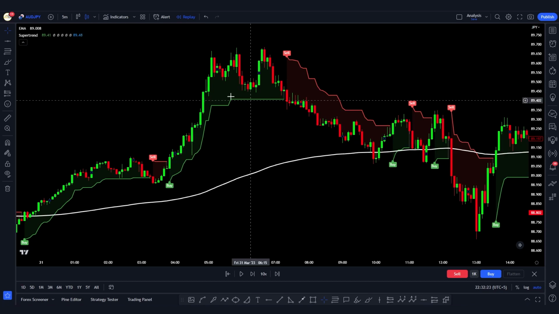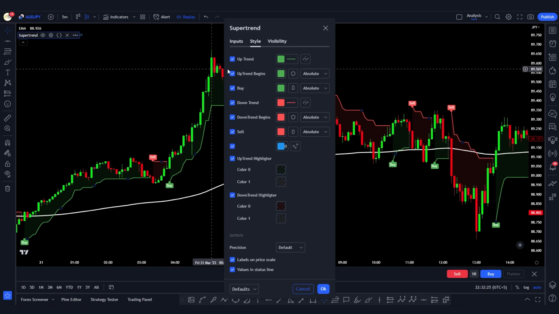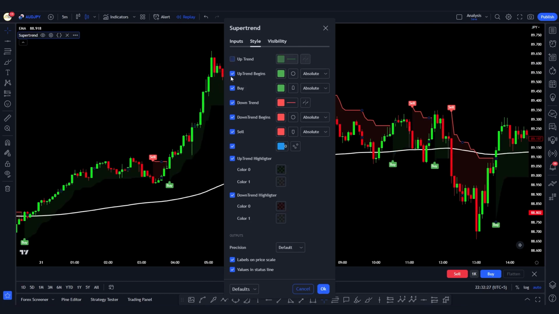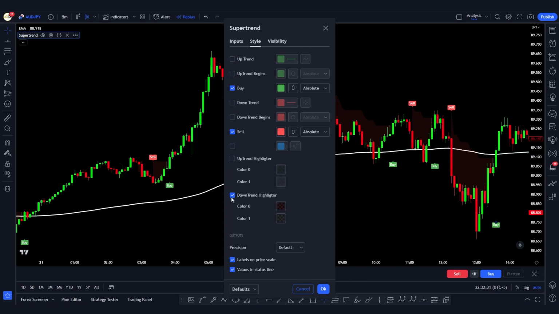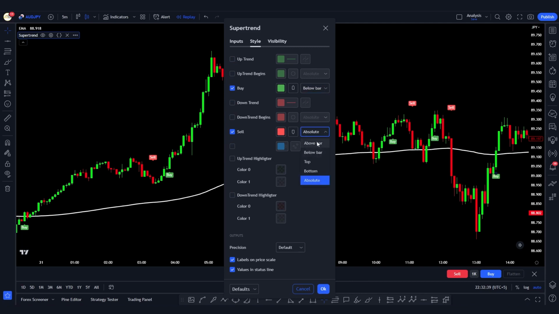Now let's go towards the indicator setting, and here we're going to do some modifications. For example, we're going to uncheck all these buttons, and also we're only gonna keep buy and sell signal, and we're gonna move the position of these buy and sell signals. For example, we're gonna move the buy to the below bar and the sell to the above bar. So once these things are done, let's hit OK.